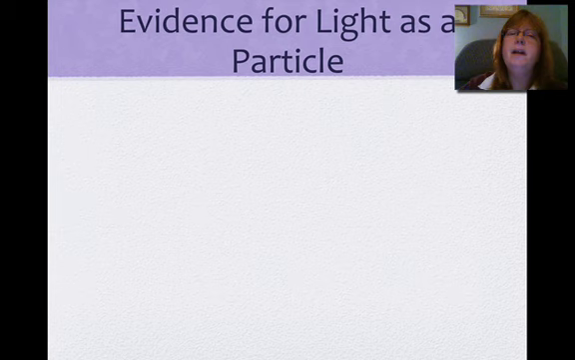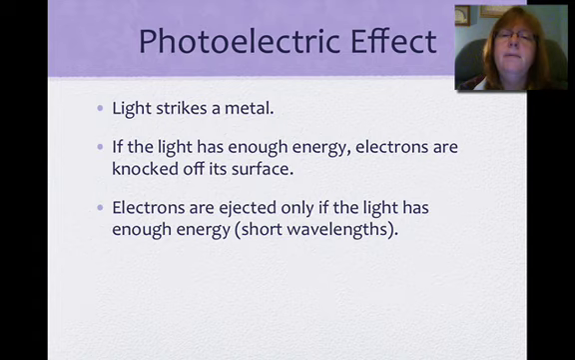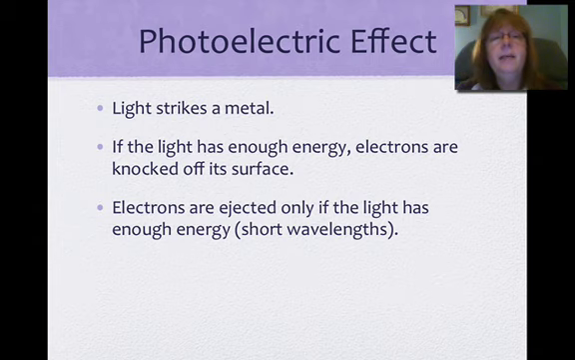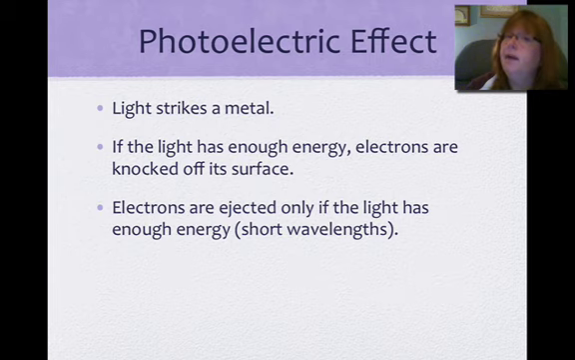Well, there was something called the photoelectric effect, and what that was is that when light would strike a metal, if it had enough energy, electrons would just be knocked off the surface. Electrons were only knocked off if the light had enough energy. So we were looking at light that had the shorter wavelengths or the higher frequency.